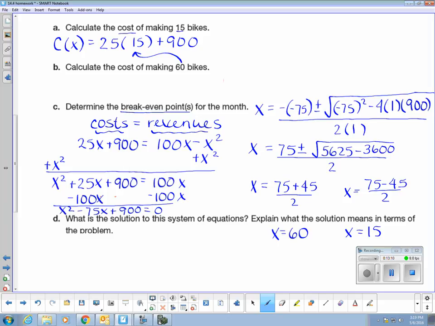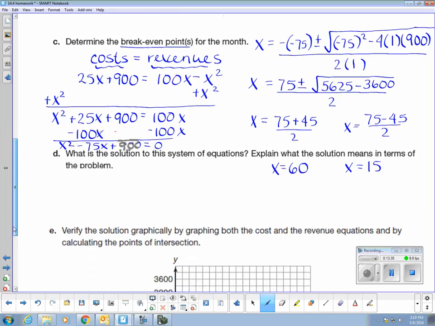So in part D it says, what are the solutions to the systems of equations? Well, we have two. What do they mean in terms of this problem? It means when I produce 60 bicycles or when I produce 15 bicycles, at either number, I break even. In other words, I have no profit at 15 bicycles or at 60 bicycles. My costs and my revenues are equal to each other.